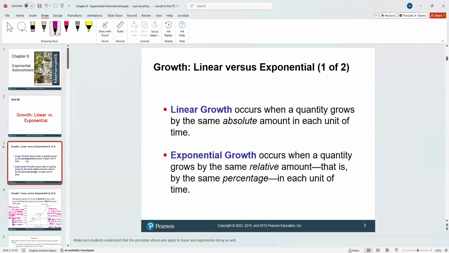The terms linear and exponential can also be applied to quantities that decrease with time. Linear decay means that a quantity decreases by the same absolute amount in each unit of time. And exponential decay means that a quantity decreases by the same relative or percentage amount in each unit of time. So it all depends on what you do.